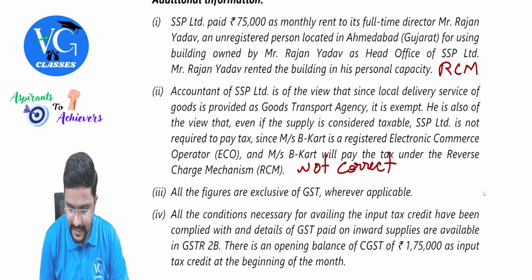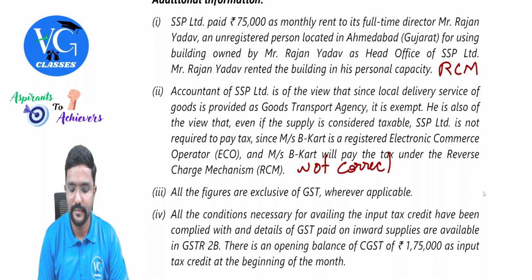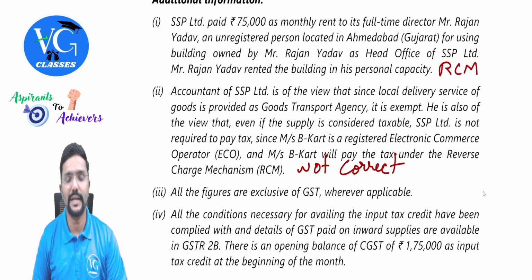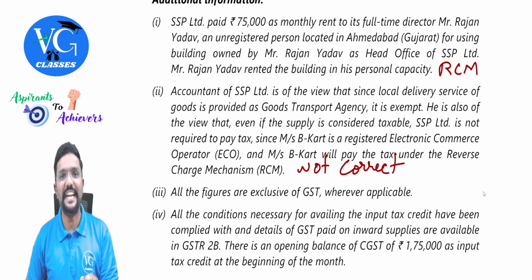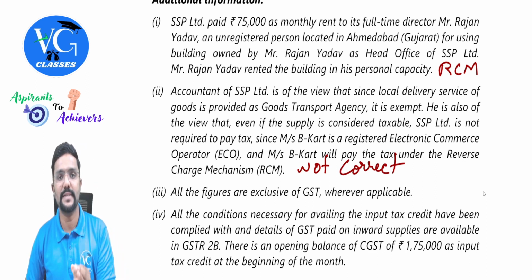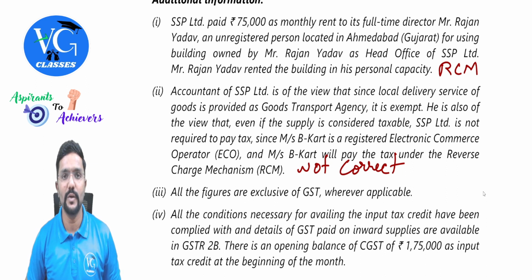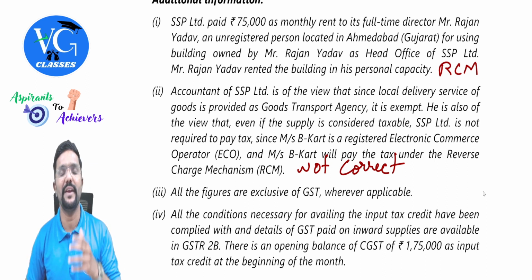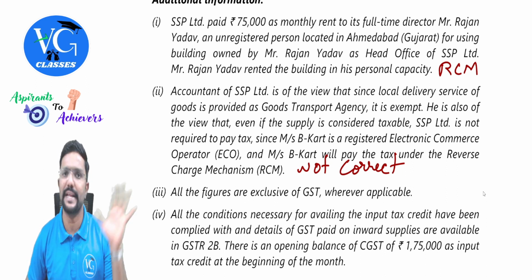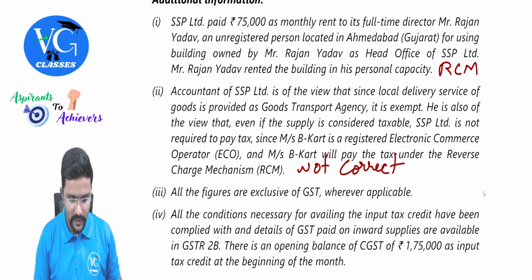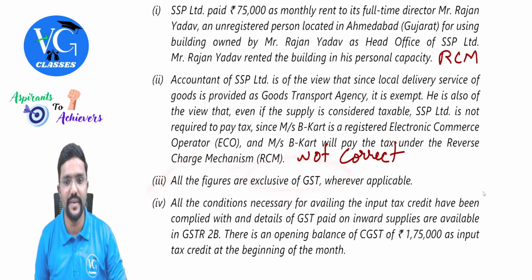So who should pay tax here? The supplier. The supplier has to pay tax. Yes, sir. Okay, it is not correct. And please be careful. GTA will not include a person who is supplying the local delivery services through ECO. It will not include any services provided by way of local delivery. GTA will not include it. Yes. So all the figures are exclusive of GST wherever applicable.